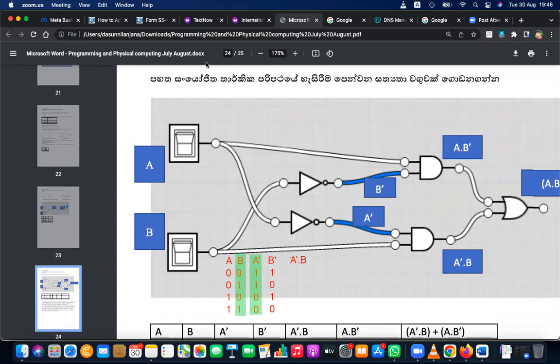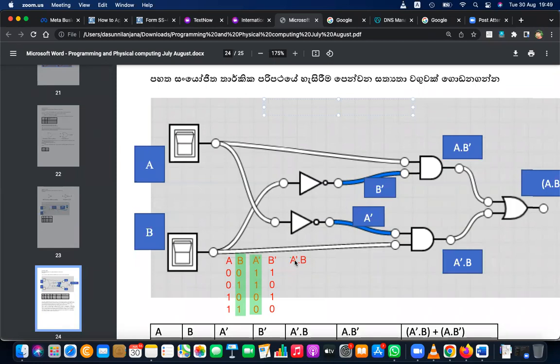So what is the speciality of the AND gate? Every input should be one to get the output one. Right, all the inputs must be one.